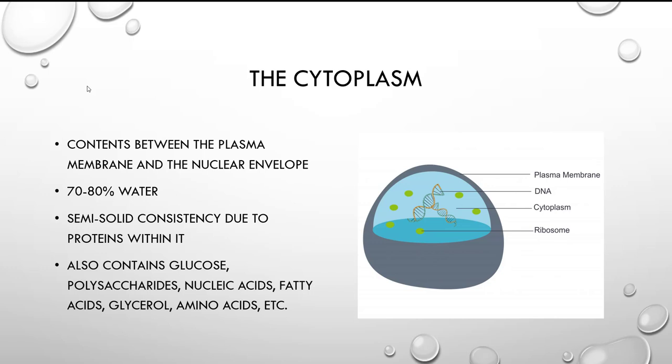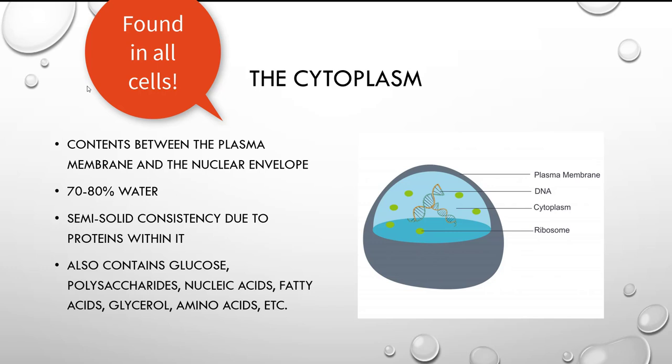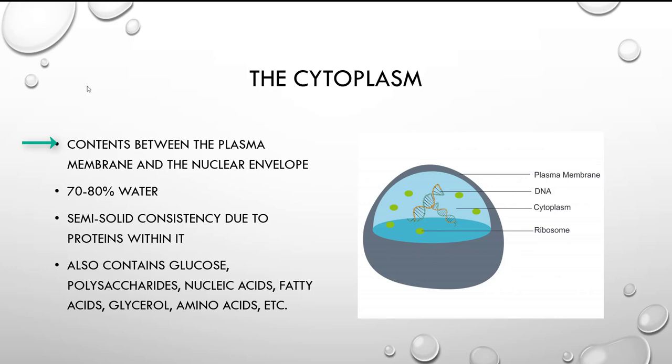Moving on, we have the cytoplasm. So the cytoplasm, remember, all cells contain the cytoplasm. The cytoplasm basically is the contents between the plasma membrane and the nuclear envelope. And it's mostly made of water. It's about 70 to 80% water, but it's a jelly-like substance, so it's kind of semi-solid. And the reason why it's semi-solid is because it's not just water. There's other things in there.